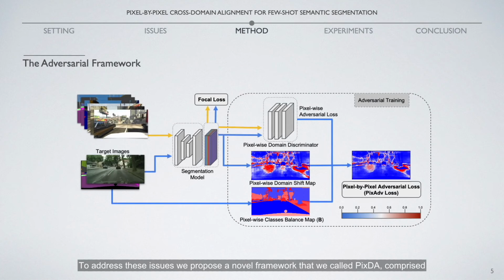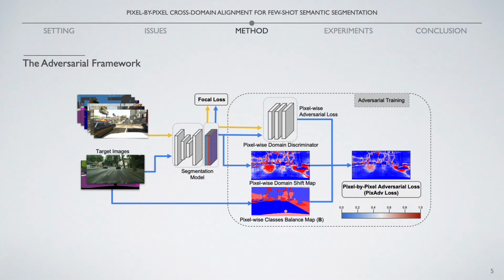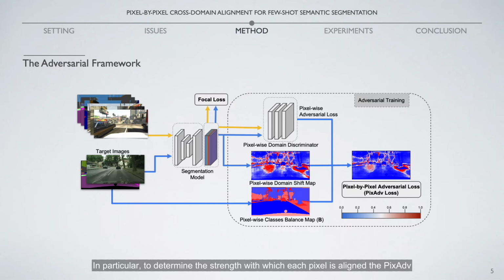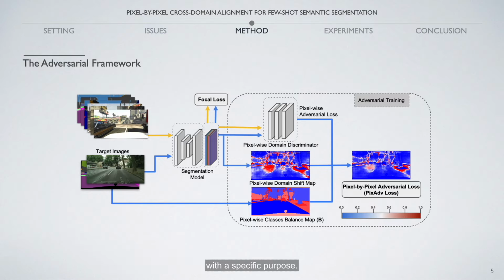To address these issues, we propose a novel framework that we call PixDA, comprised of a novel adversarial loss that analyzes each pixel individually. We use a pixel-wise discriminator whose goal is to discern for each pixel what domain it belongs to, and we introduce a novel adversarial loss function that we call PixAdv, designed to align each pixel according to its importance. In particular, to determine the strength with which each pixel is aligned, the PixAdv loss modulates the adversarial loss according to a combination of two different terms, each with a specific purpose.